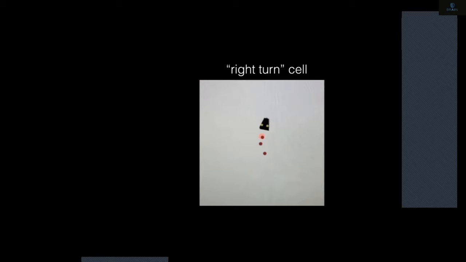So looking at the animal using the old school technique of just having the camera overhead, you might see that it corresponds to when the animal's running off to the right. But here in the video, you can see that it's not just the movement of the animal, it's the posture of the animal. And in fact, it's the posture that's the main explainer that accounts for the variability in the cell spiking.